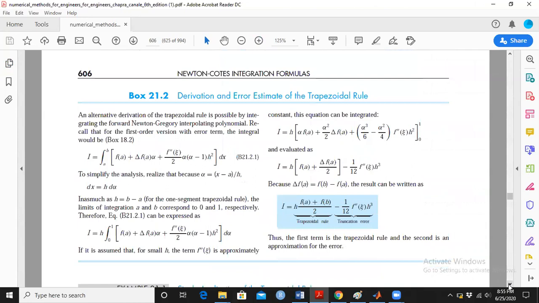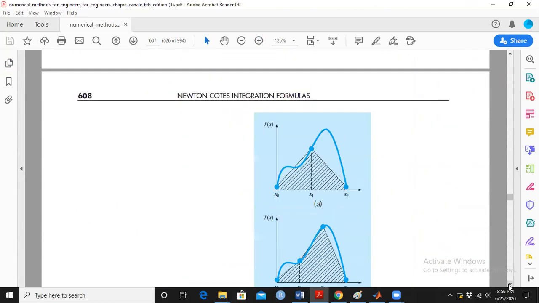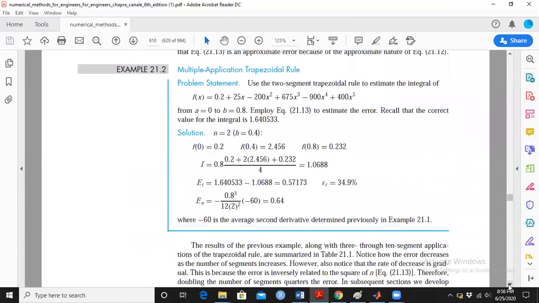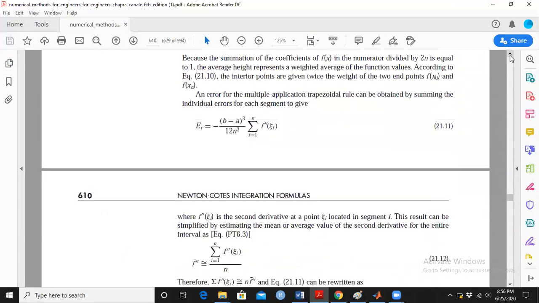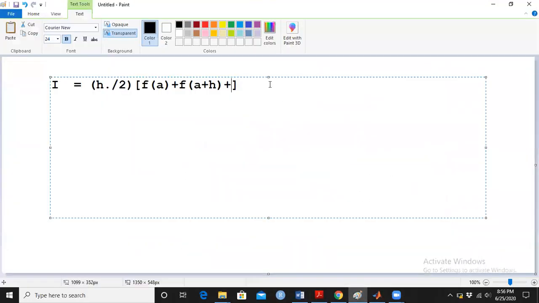And when we have multiple applications, then we will have a standard formula, and we can see that this standard formula is here, equation number 21.10. We will strictly follow this formula for the application of the trapezoidal rule. Let us understand it quickly with the help of an example.